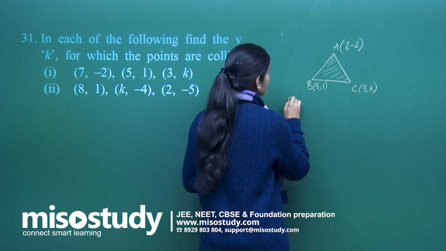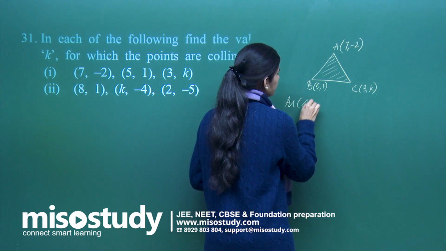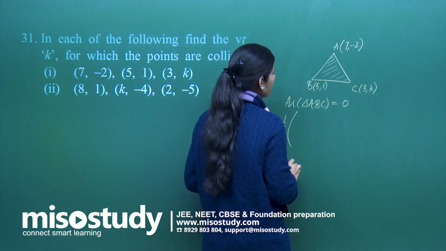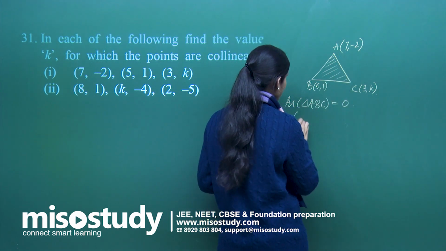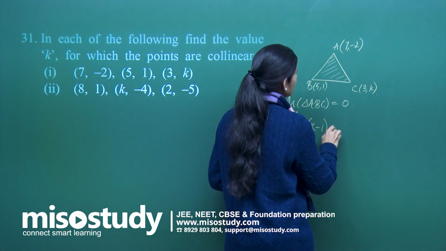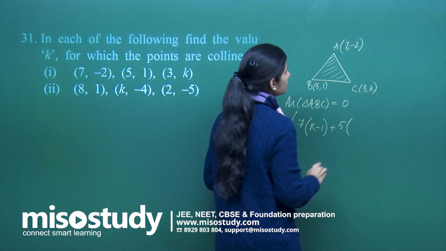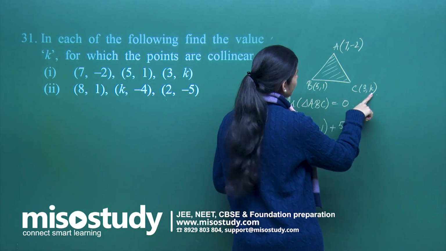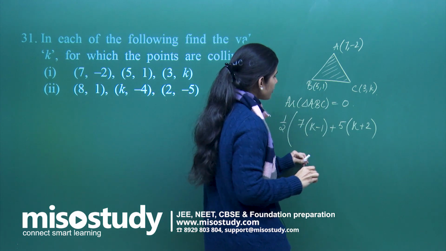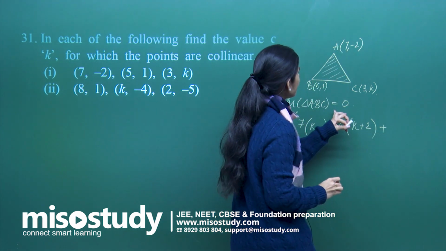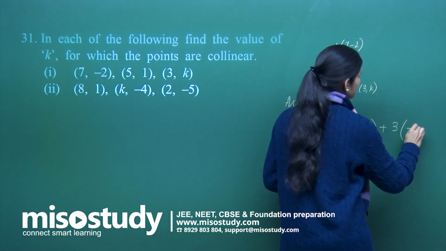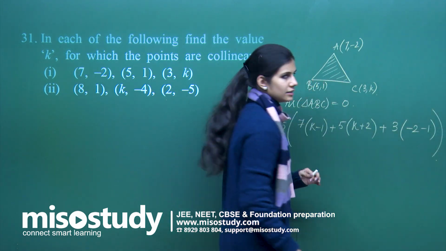So you have the area of the triangle ABC is 0, that means half of, what's the formula? Half of x1 (y2 minus y3) plus x2 (y3 minus y1) plus x3 (y1 minus y2). Let's check once again.